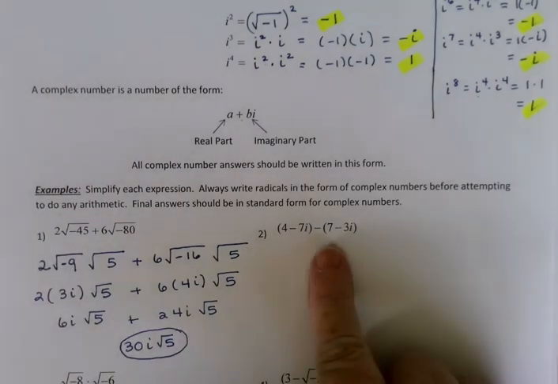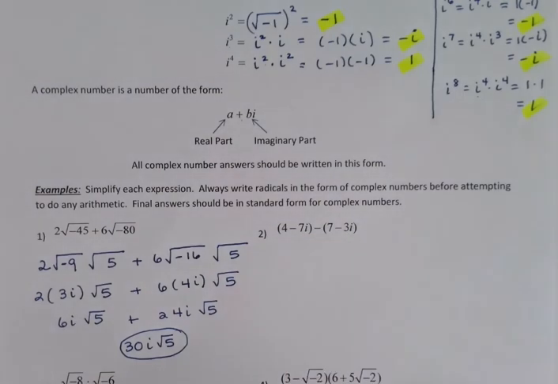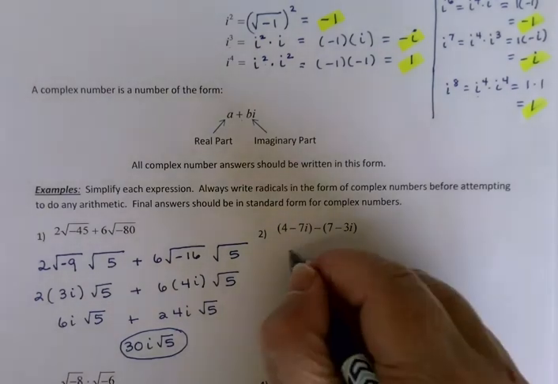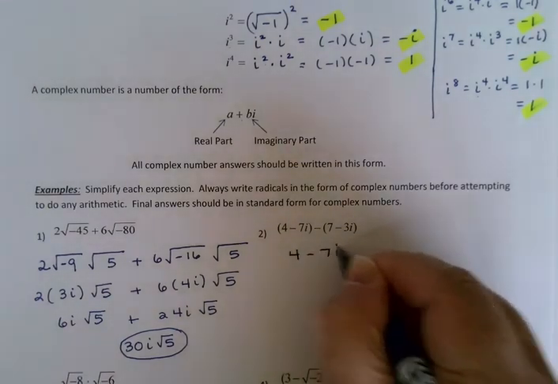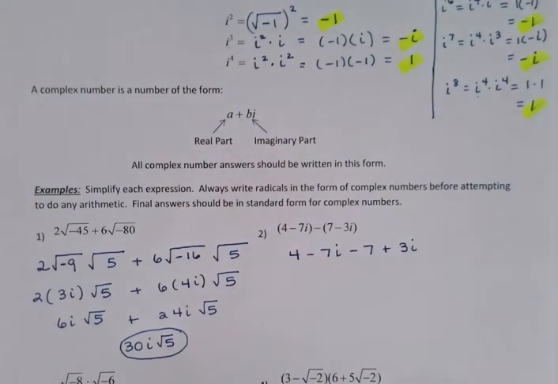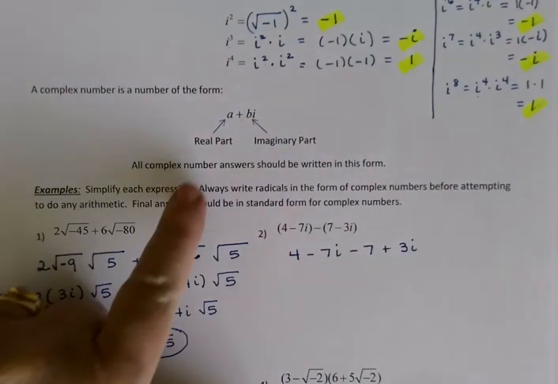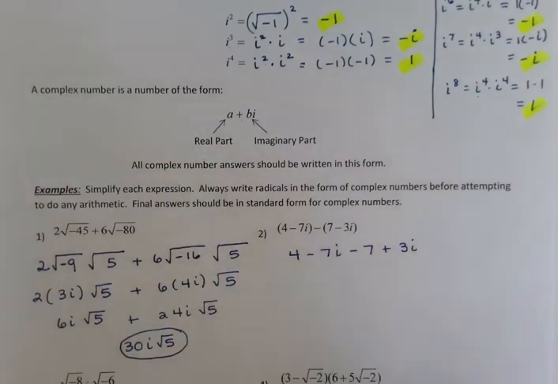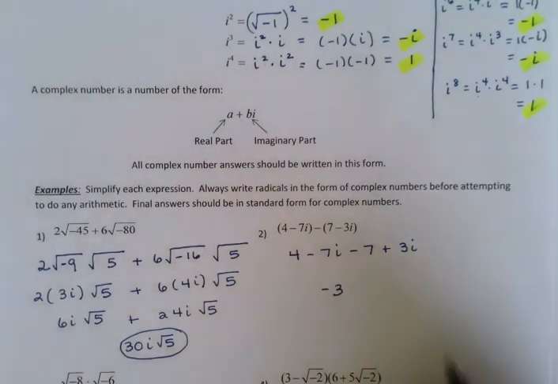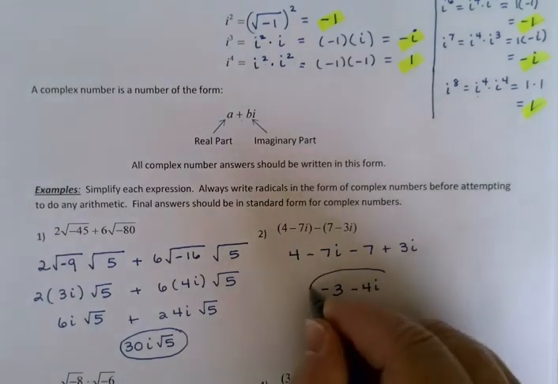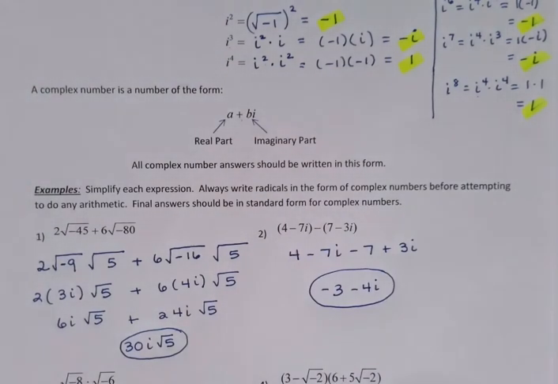All right, here's a subtraction problem with some imaginary numbers. This works just like you would expect it to. I am going to have to distribute the minus. So minus 7 plus 3i. And then I'm just going to combine like terms. I do want to write the real part first in my final answer. So I'm going to do the negative 3 first, and then a minus 4i. And that's all there is to that one.